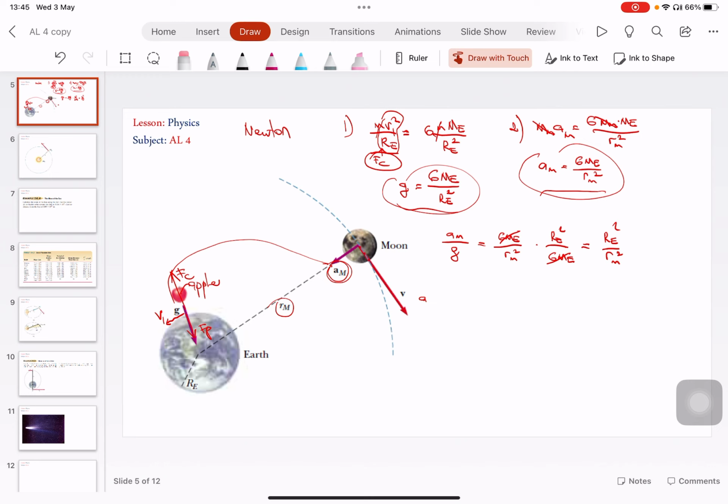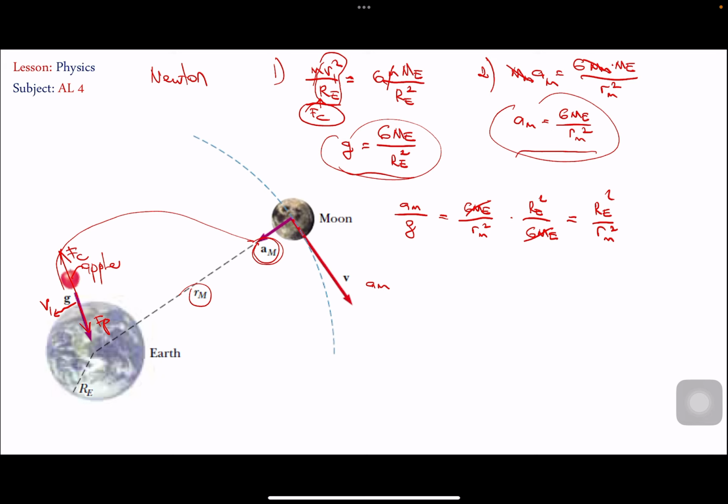I can keep the centripetal acceleration, so that will be equal. I know, by the way, that the distance between the Moon and the Earth is 60r. So I can write that a_m over g will be equal to the radius of Earth squared over 60r squared. So it is 3,600 times the radius of Earth squared. I can simplify the squares here. So my a_m will be equal to gravity over 3,600.